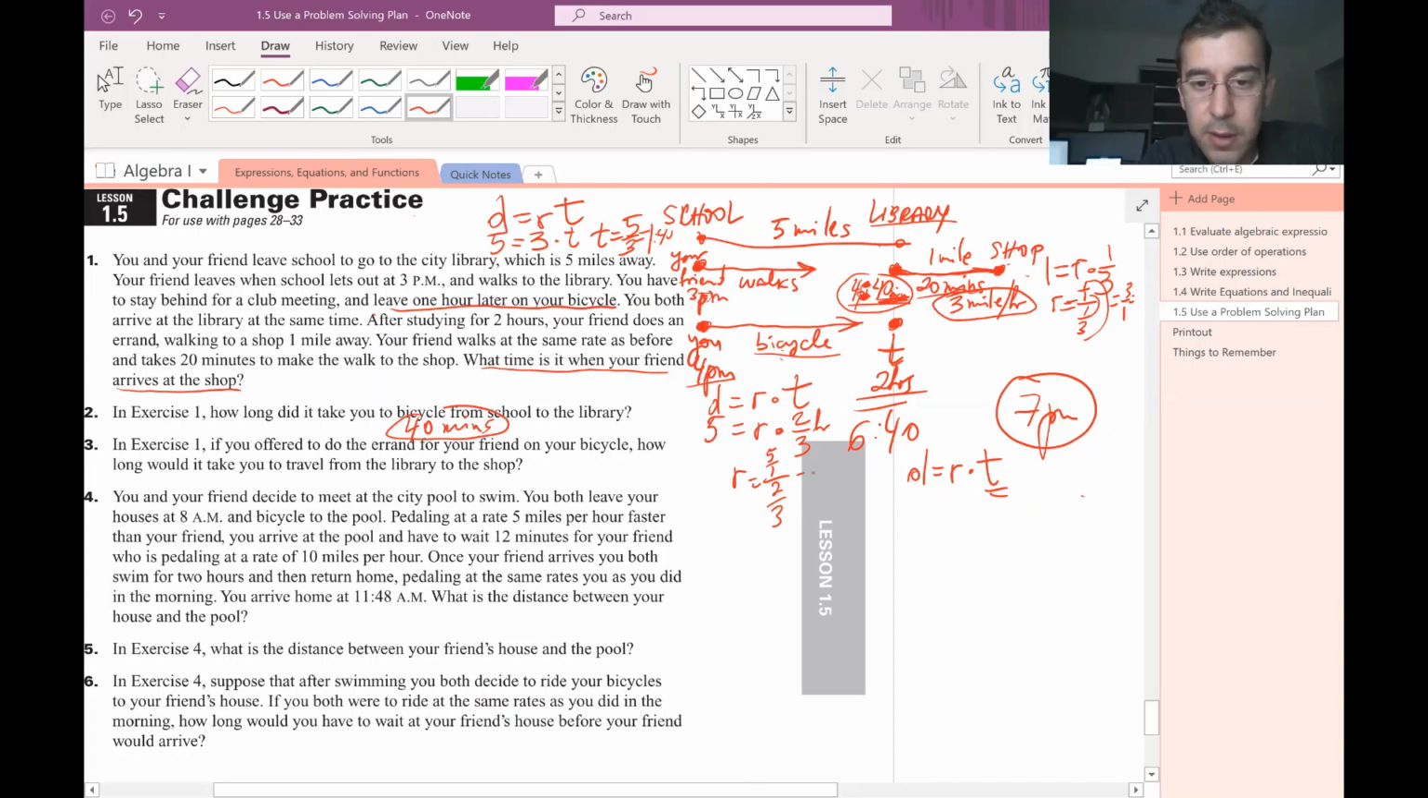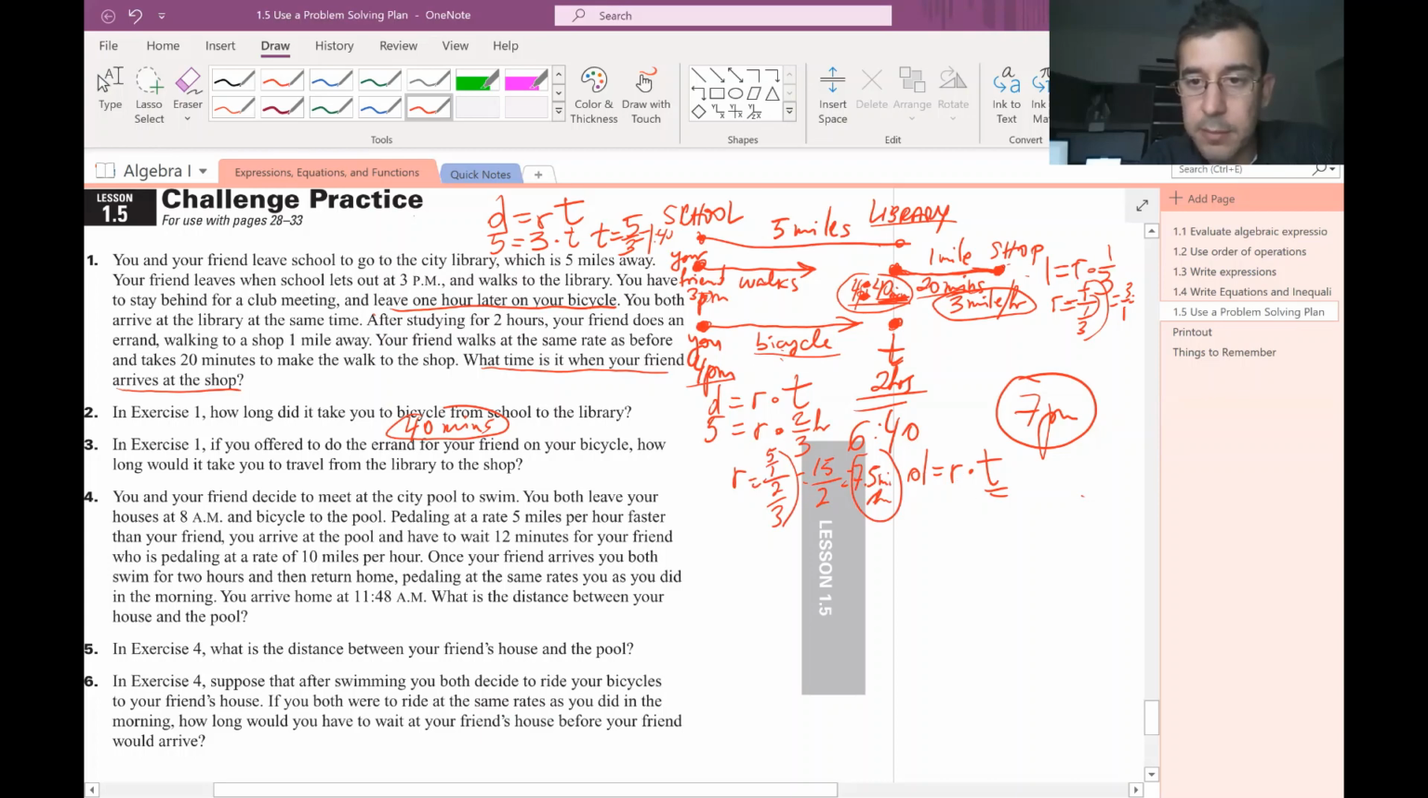It's the same thing. And then now we multiply 5 times 3 is 15, over 2 times 1 is 2. 15 over 2, or that is 7.5 miles per hour. Miles per hour is your rate. Now we know the rate of the bicycling.